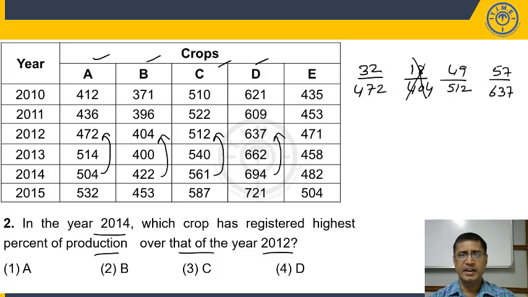32, 472, 49, 512, 57 and 637. So nearest value, just observe the nearest values. If you take 30, it was how many times here? If you get 50, it was how many times? If you take this one as a 60, it was how many times? Just observe, making the numerators same, just observe the denominators. Then you will get answer as C. C is the crop which has registered highest production over the previous year. Okay. Next.